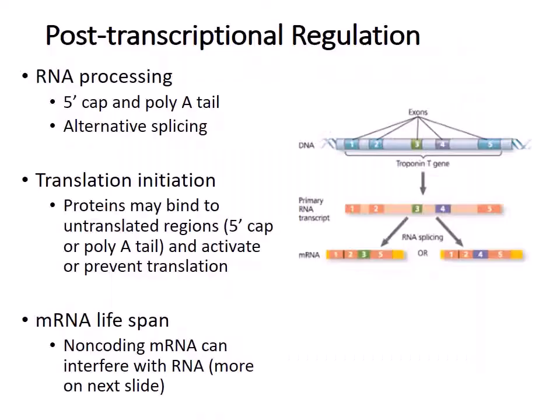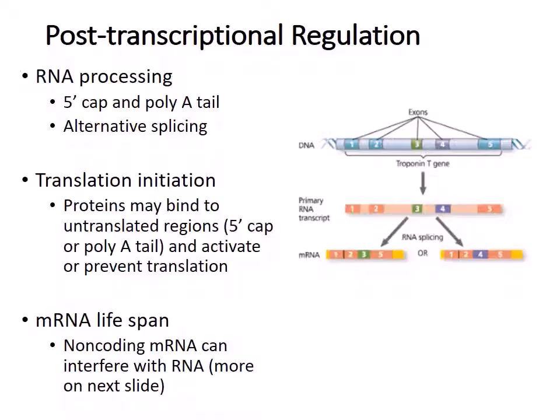So then it's also possible to do post-transcriptional regulation. Remember, transcription is when we go from DNA to RNA. So in this case, we can do RNA processing, again, the 5' cap and the poly A tail, or we could do alternative splicing, which we talked about in the previous chapter. We can also alter translation initiation, so proteins may bind to the untranslated regions like the 5' cap or the poly A tail and either activate or prevent translation.